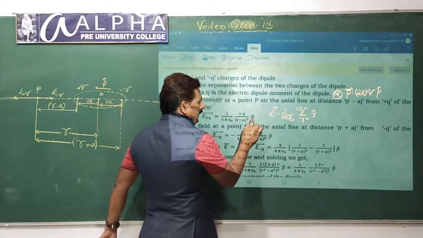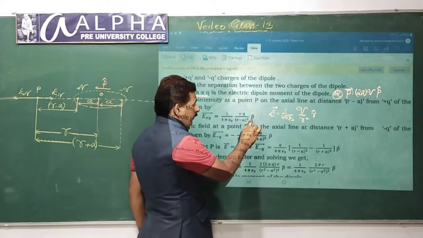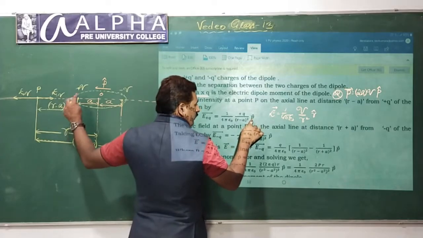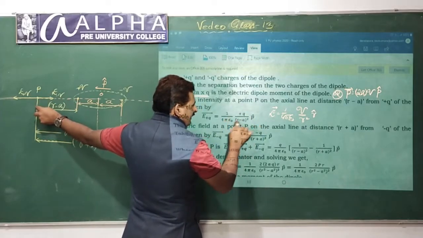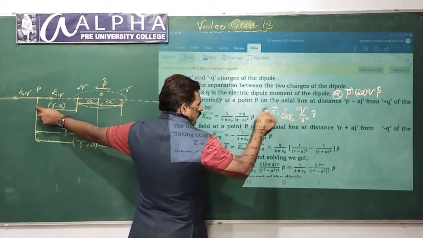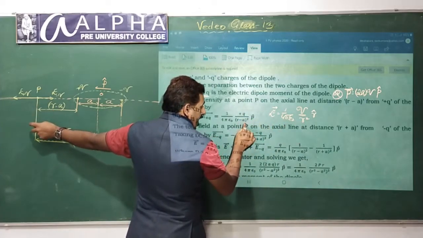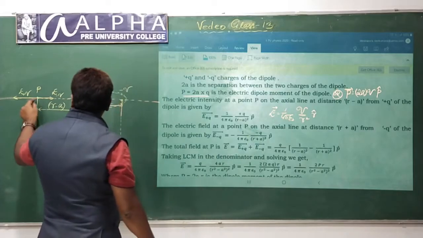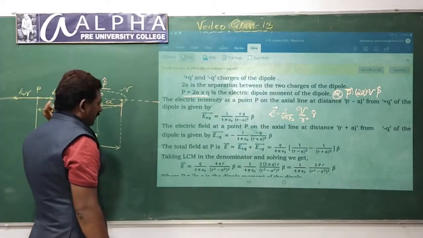Unit vector is dipole moment vector from minus Q to plus Q. When you write this, you think this. QQ, but what is R? R minus A. Because plus Q is at a distance R minus A.